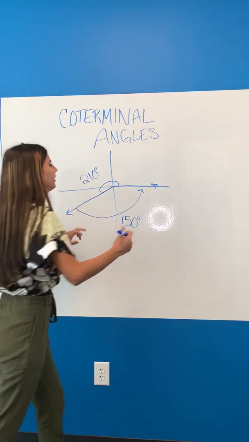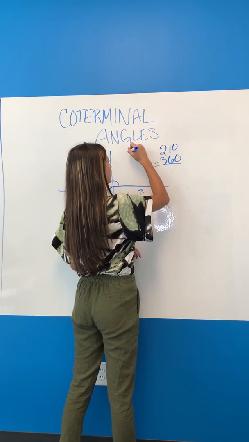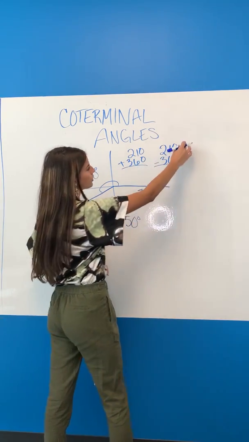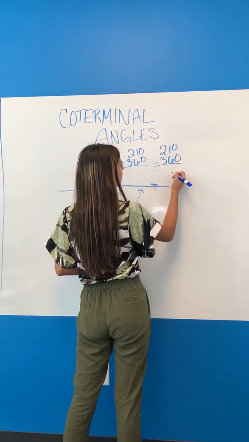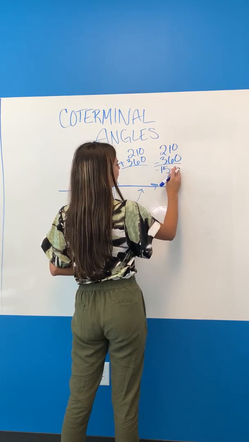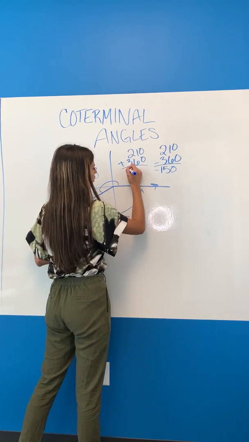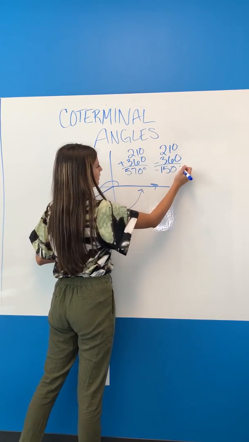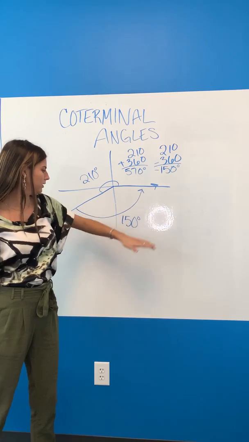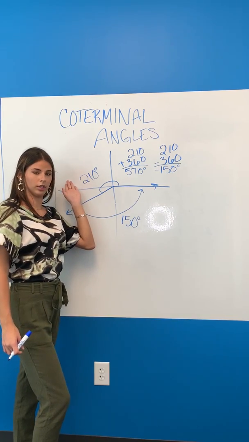Another example with 210 would be to add or subtract 360 degrees. And those would also be coterminal, so it's going to be negative 150. And then this one right here should be a positive 570 degrees. And all 570 positive, negative 150, and a positive 150, all of these are going to be coterminal to 210 degrees.